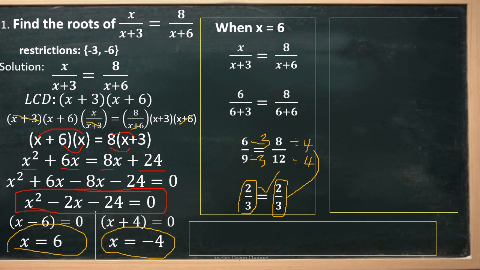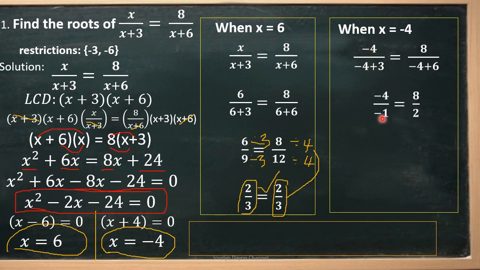Now, we're going to check when x is equal to negative 4. So I substituted right away. So we have x is negative 4. Negative 4 over negative 4 plus 3 equals 8 over negative 4 plus 6. Simplify further, so this will become, bring down negative 4, and negative 4 plus 3 is equal to negative 1. Bring down 8, and negative 4 plus 6 is 2.